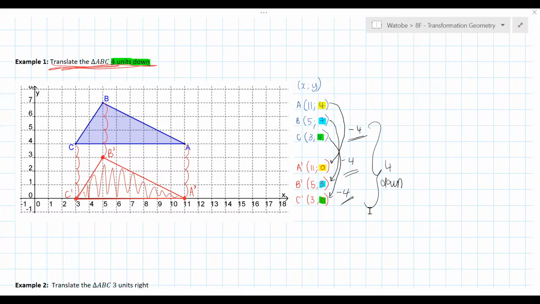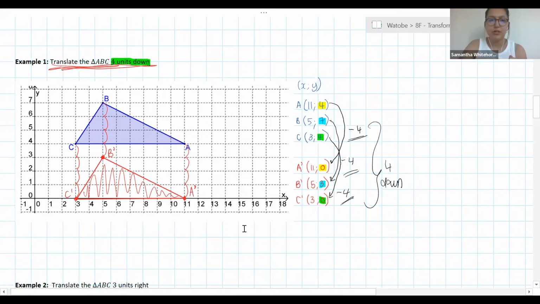Ma'am, will they ever ask us to translate it diagonally? No. So we generally work with up, down, left, or right for translations. Any other weird diagonal movement will probably have to do with a reflection or a rotation. So you won't be asked to translate diagonally. Okay, thank you, ma'am. Pleasure.